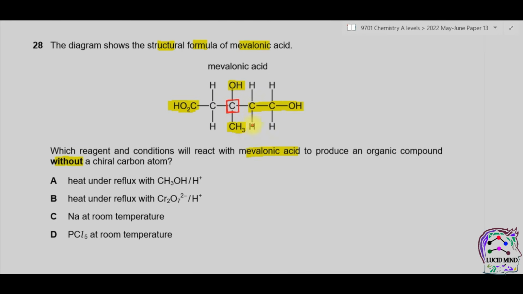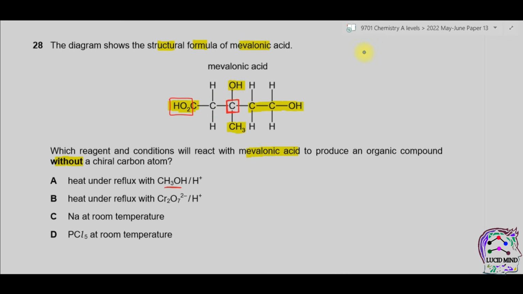This carbon is not chiral, it has 2 same hydrogen atoms, similar is for this carbon. So we need to find out or make such a product in which this carbon becomes non-chiral. Let's see, first one, it says heat under reflux with CH3OH. So this is alcohol, and alcohol can react with acid to form ester. So this acid part will react and it will form ester.